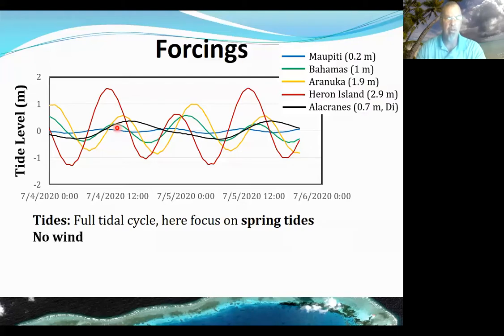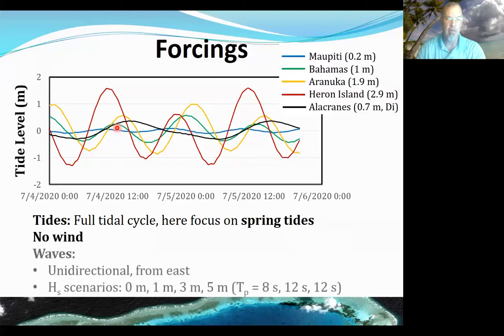We had no wind in these models, again, overly simplistic models. And the waves were unidirectional. They all came from the east. And we had a number of different wave height scenarios: 0 meters, 1 meter, 3 meters, and 5 meters, with periods of 8, 12, 12 seconds, and 12 seconds.